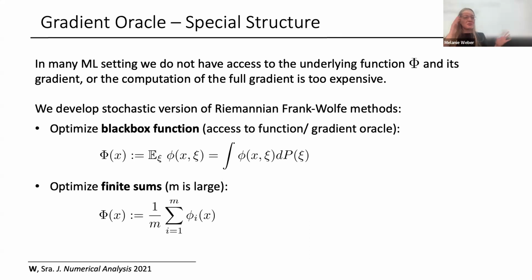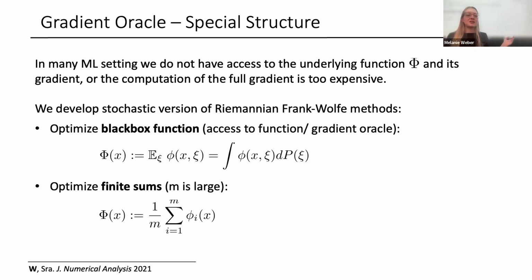Let me just comment before we go to that on the gradient oracle, so the cost of computing the Riemannian gradient. As I said, in general, it's more computationally expensive to compute the Riemannian gradient versus the Euclidean gradient. But there are some standard tricks that we can do for problems with a special structure to reduce the cost of this gradient oracle.